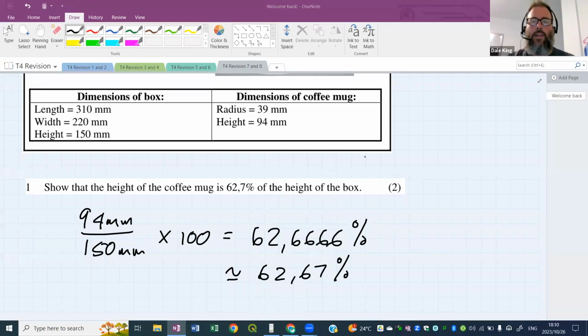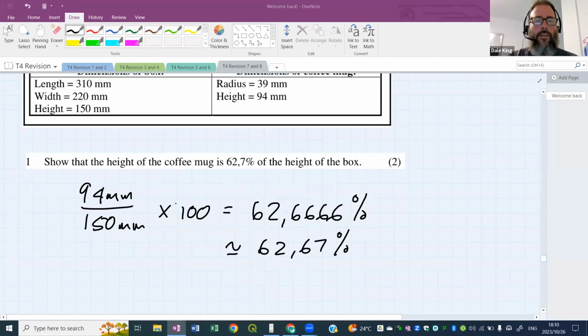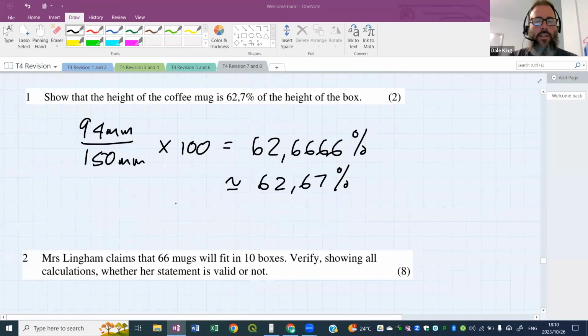Nice and easy. Nice warm-up question. So prove, you have to show all your calculations for when they say prove or show. Make sure you write down all the steps that you got. Okay. Not bad. Let's see the next one.